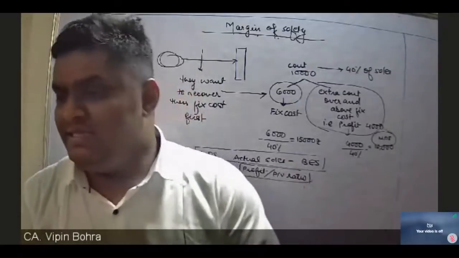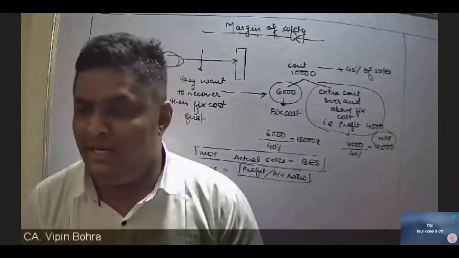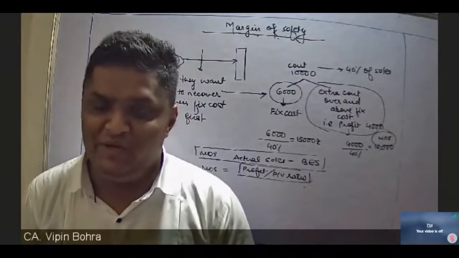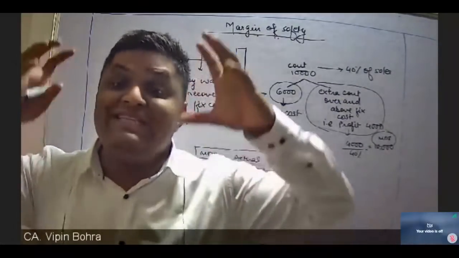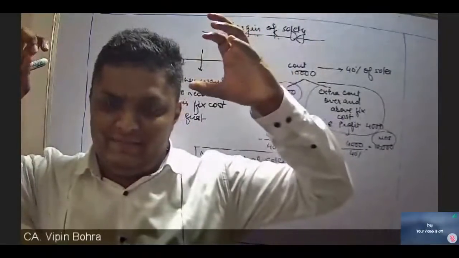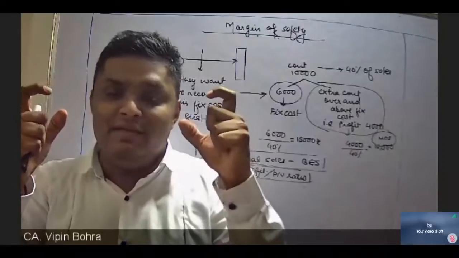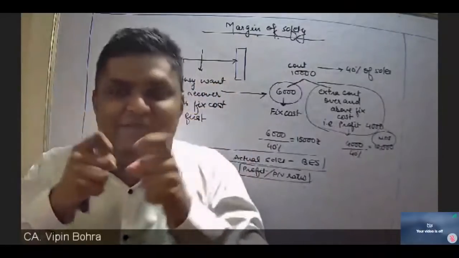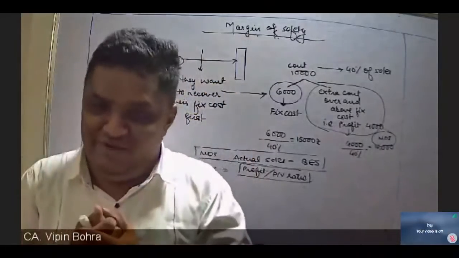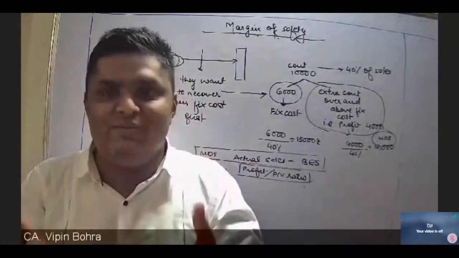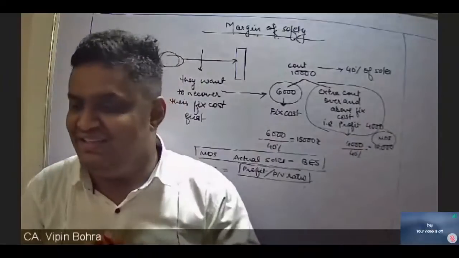There is a query raised by Jyoti from Hyderabad: sir, what is the difference between margin of safety and profit? Margin of safety is the sales. I repeat again, margin of safety is the sales. And the contribution we get from margin of safety sales is profit. The contribution we get from break-even sales is what? The fixed cost amount.